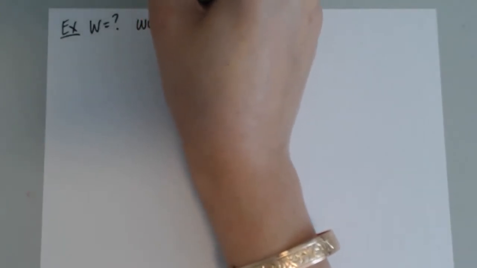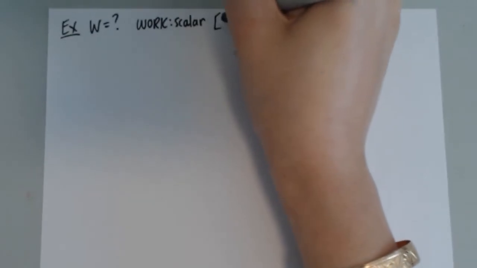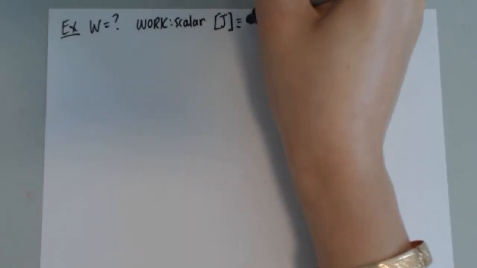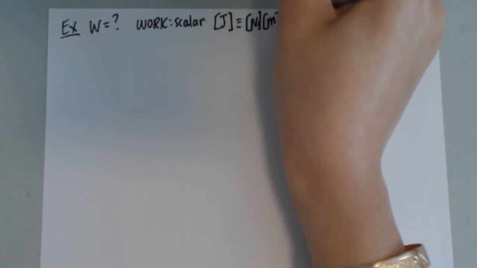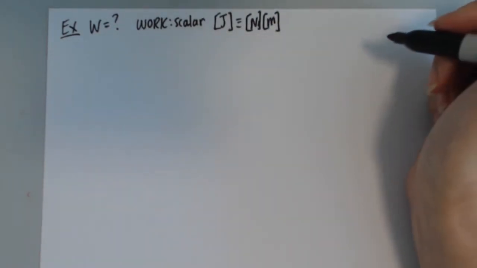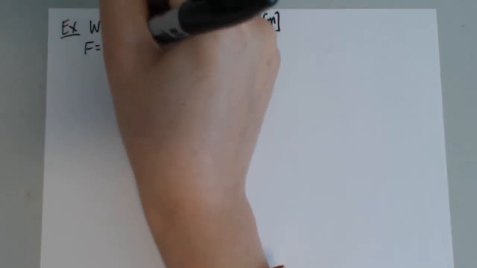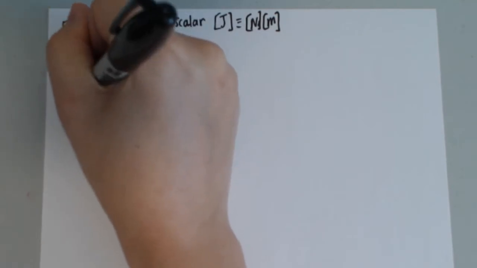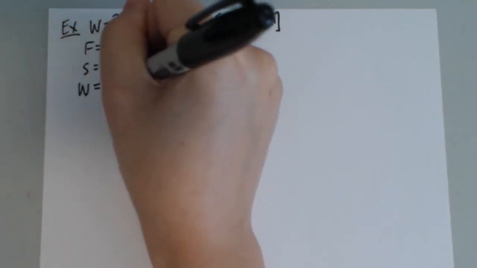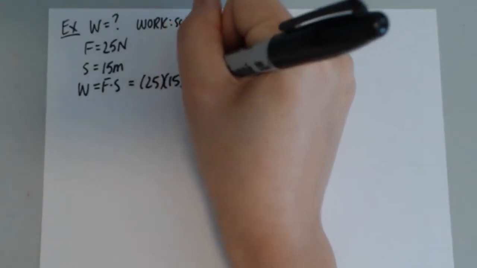Work is a scalar, which means it only has magnitude, it doesn't have direction, and we know that it's measured in joules, which is equivalent to newton meter. Okay. Right, so we're looking for work. We know the force is 25 newtons, and we know that it's being displaced 15 meters. Okay, analysis: work is equal to force times displacement, which is 25 times 15.